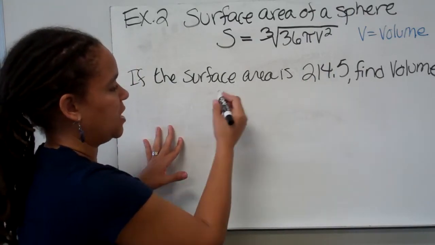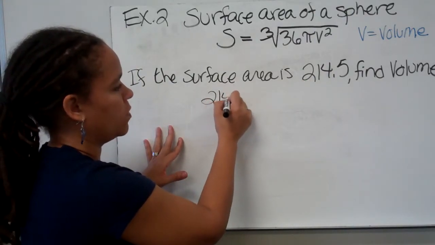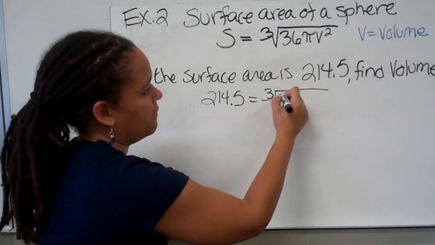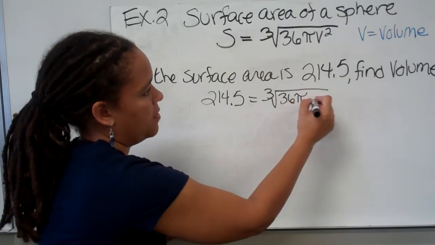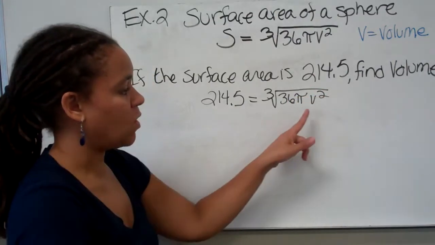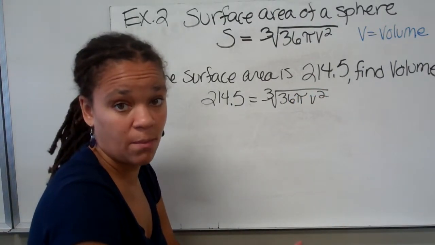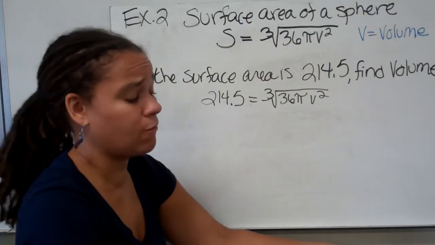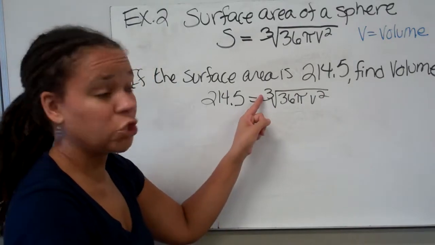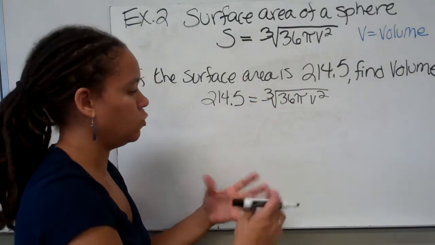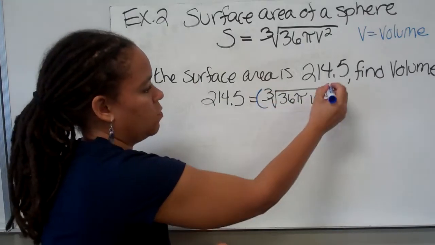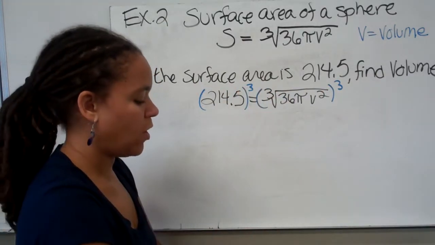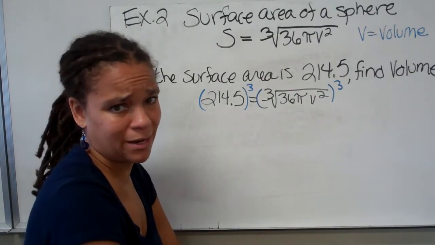So my surface area I know is 214.5, which is equal to the cube root of 36 pi V squared. So I'm trying to solve for V. I need to get V all by itself. So first, let's see, how can we get rid of that radical? Well, since we have a cube root, we need to cube both sides. So we are going to cube this.